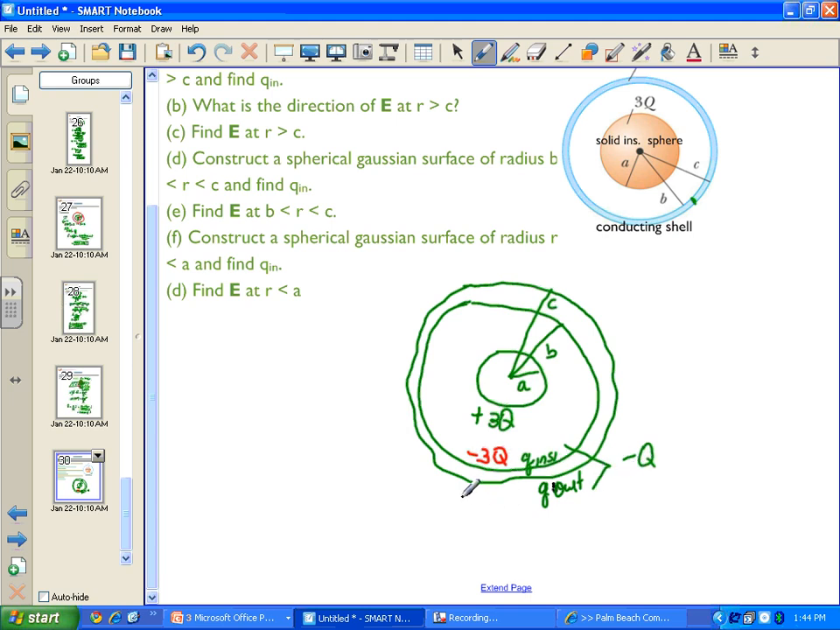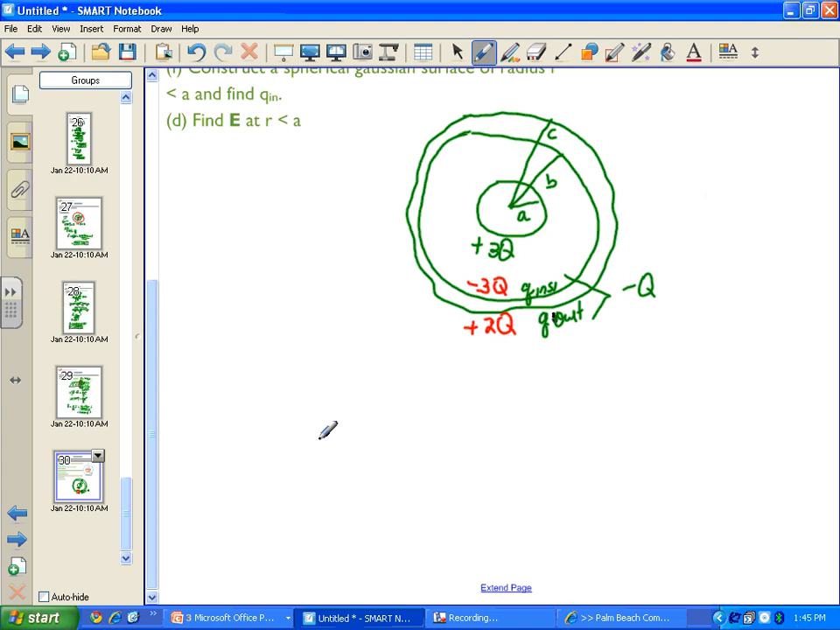So what must be sitting on the outside if the inner surface of the shell has a charge of minus 3Q? Well, if we do the arithmetic, we know the total has to be minus Q, so there must be plus 2Q on the outer surface of the concentric conducting shell. Okay, so once we have reasoned this, we can proceed to answer the questions that have been put before us. The first question, part A, says, find the charge.